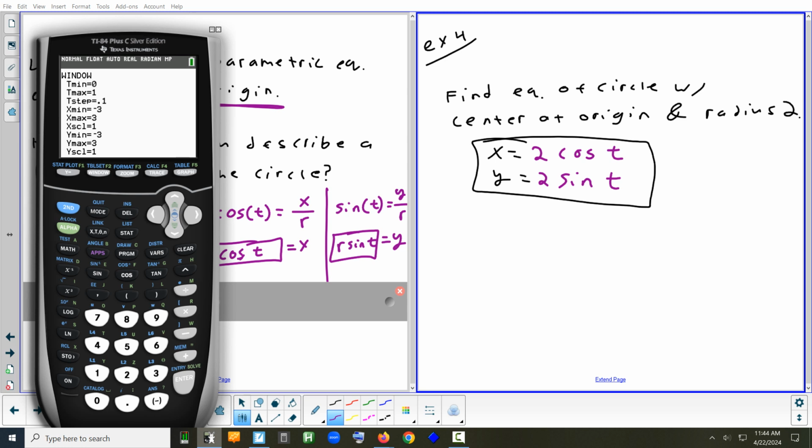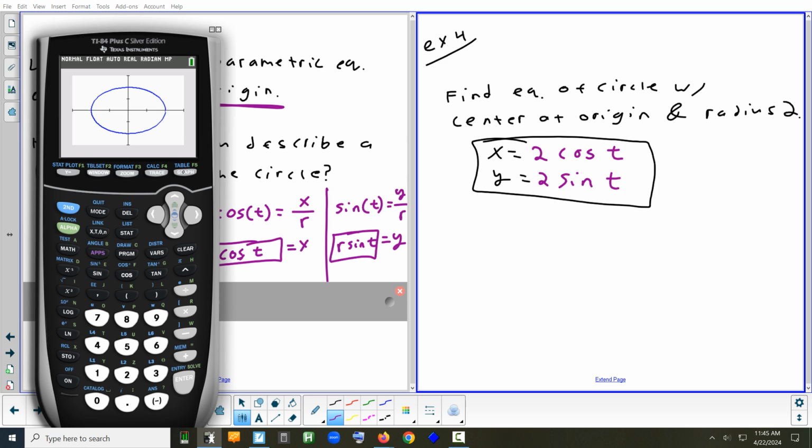What if we were doing degrees? 360. Okay, so for our t, which is the angle, let's start at 0 and go 1 full cycle. We would do 0 to 360 if we were doing it in degrees. Well, let's try it in radians. And did I get a circle that goes 2 units in every direction? No.